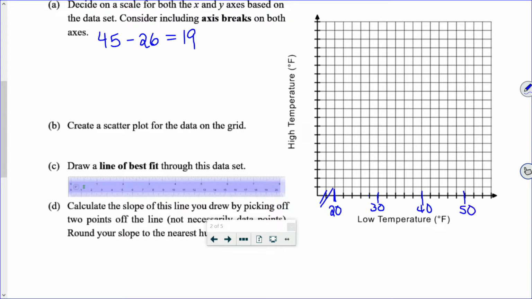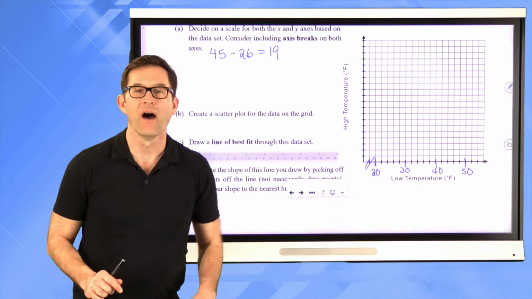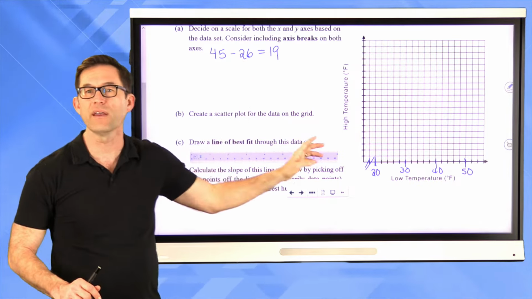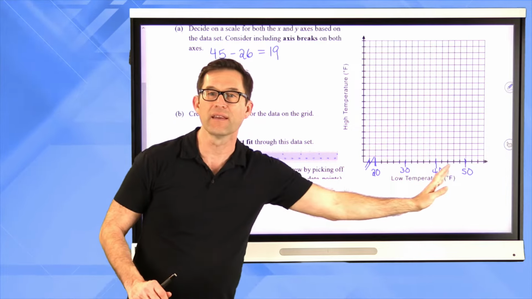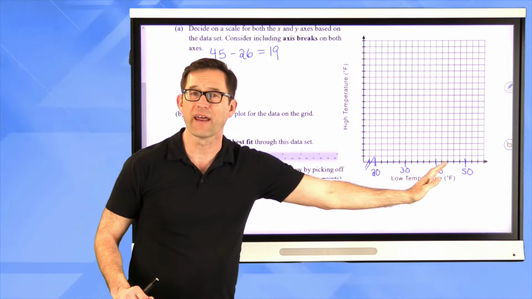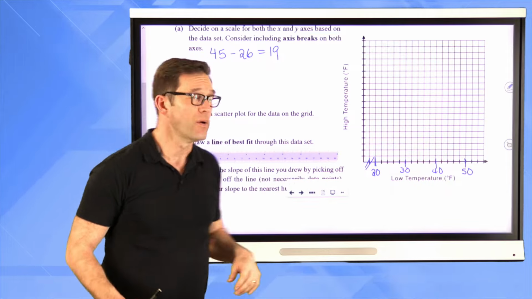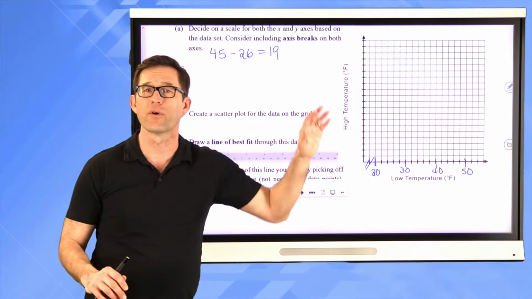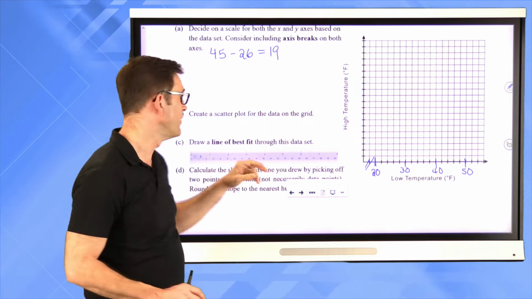Right? And that's going to comfortably get all my data in, because I need to get low values between 26 and 45 in. I can easily get that in, and it's going to take up a decent amount of that x-axis. Now, if I had to go bigger, I could maybe space them by 5s or 10s or whatever. I don't need to do that here. I can fit them easily.